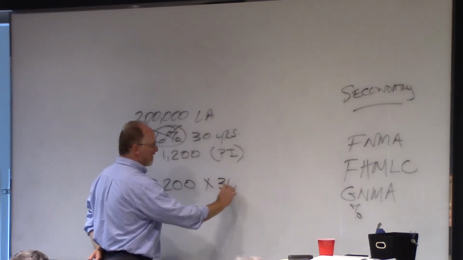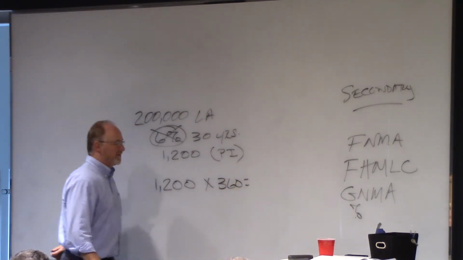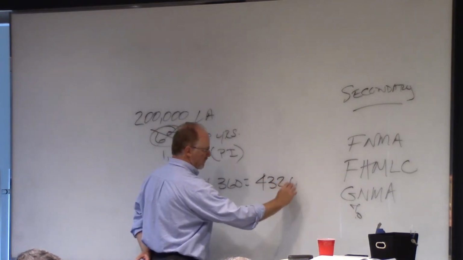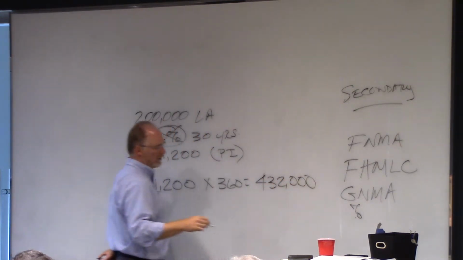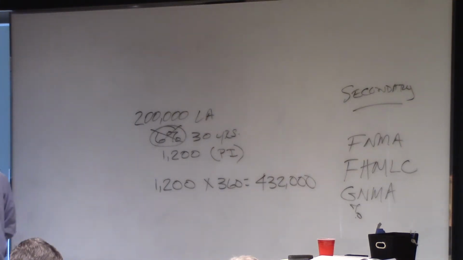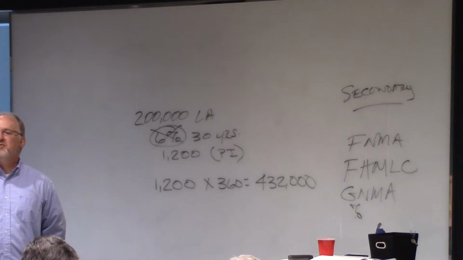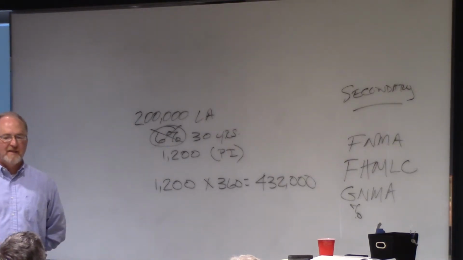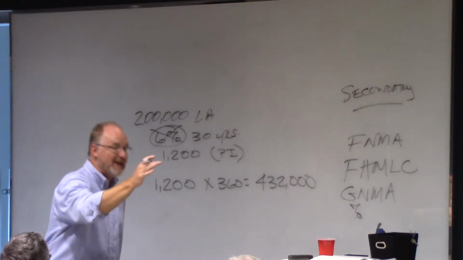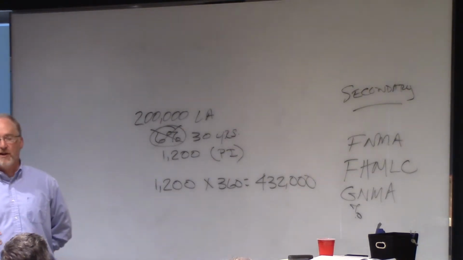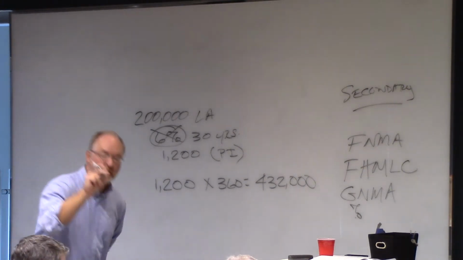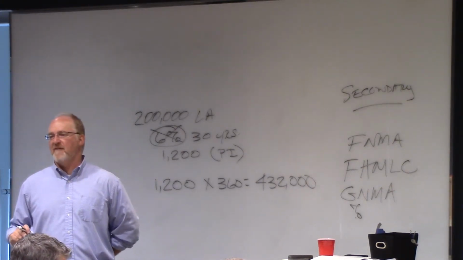360. Someone multiply for me, please. 1,200 times 360. 432,000. But think with me for just a moment. What is the 432,000? That's the total what? Interest plus principal. The total principal and interest that you paid over the life of the loan. What did I say the question was? What is the total interest that you paid over the life of the loan?